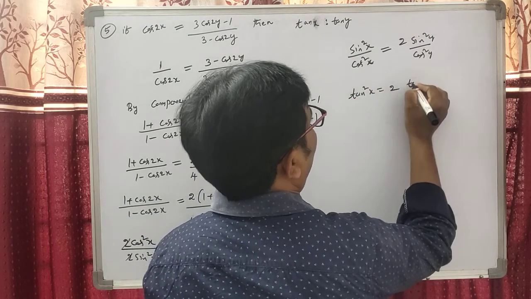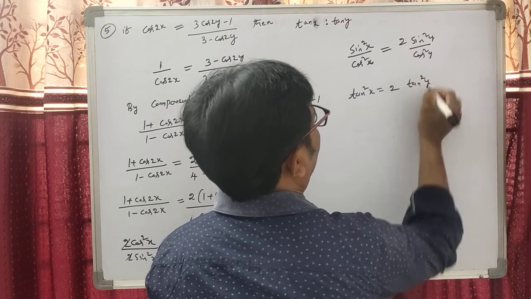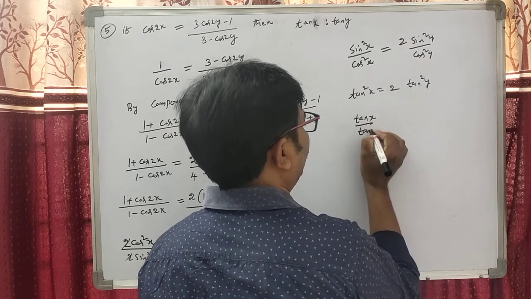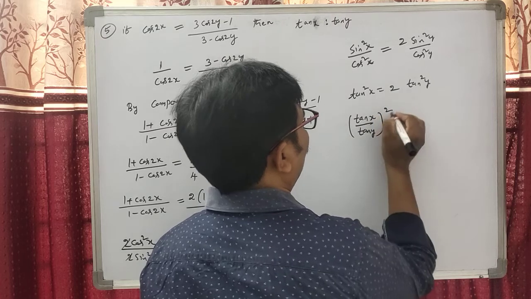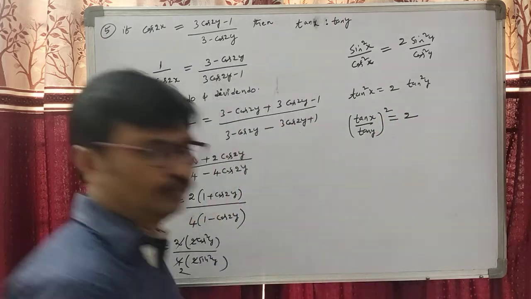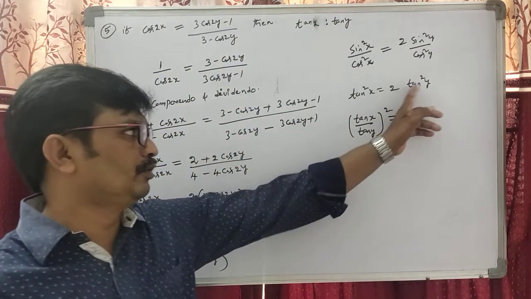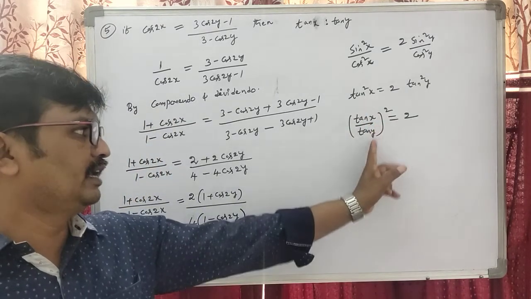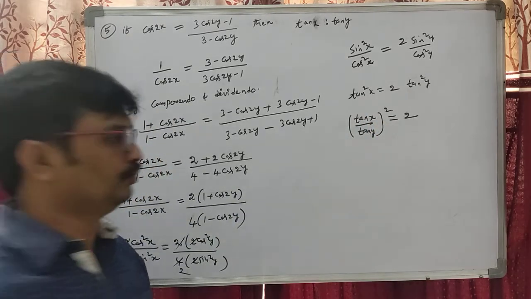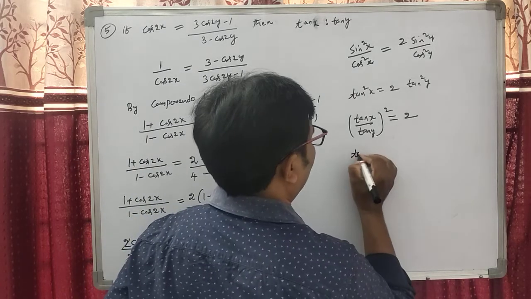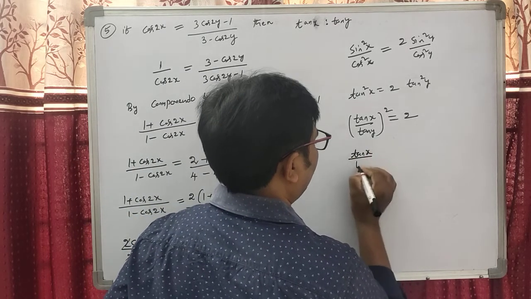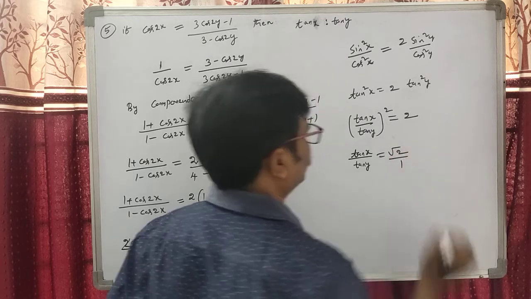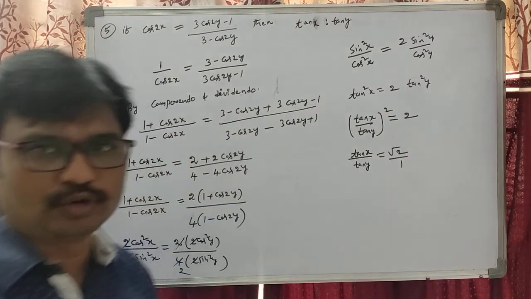Sin square y by cos square y is tan square y. So tan x by tan y whole square equal to 2 into tan y into tan square y, sending the other side. Therefore, tan x by tan y whole square equal to 2. How can you write this? Tan x by tan y equal to square root of 2. The square is sending the other side, root of 2.